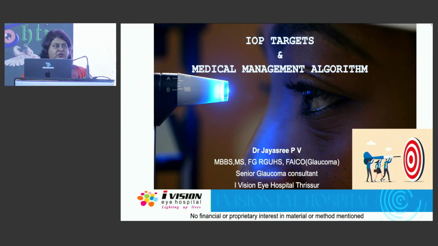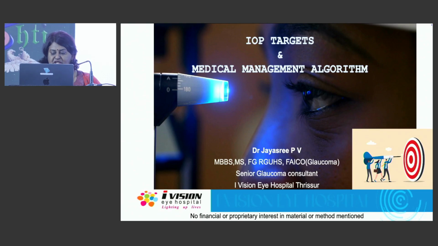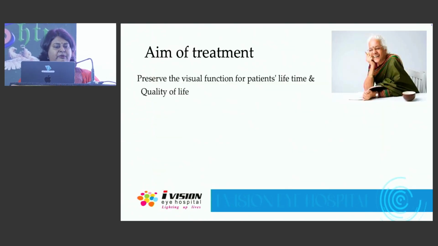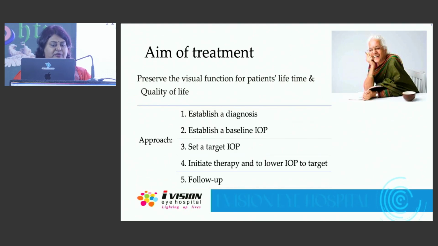The presentation is on IOP targets and medical management algorithm. The aim of glaucoma treatment is to preserve the visual function of the patient for a lifetime and also maintain the quality of life. We have to establish a diagnosis, set a target IOP, initiate the treatment, and do not forget the follow up. Most important.